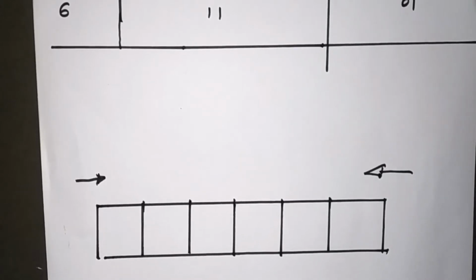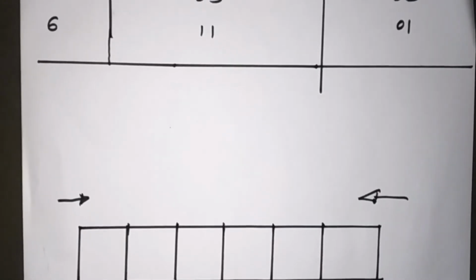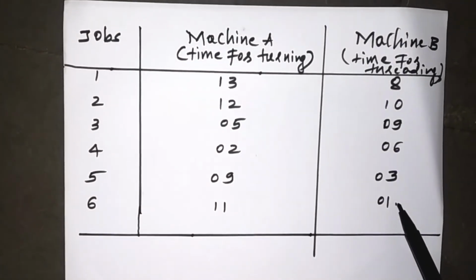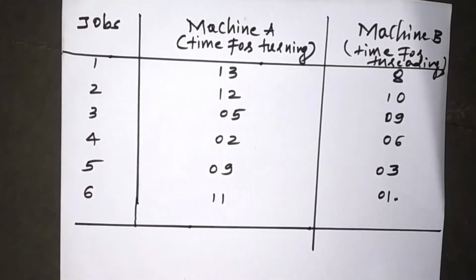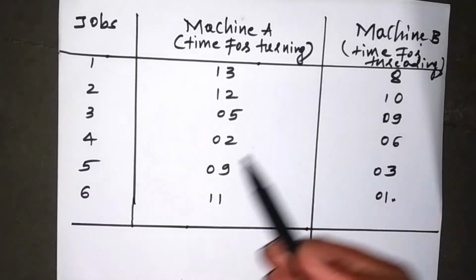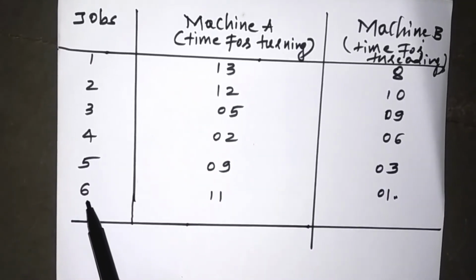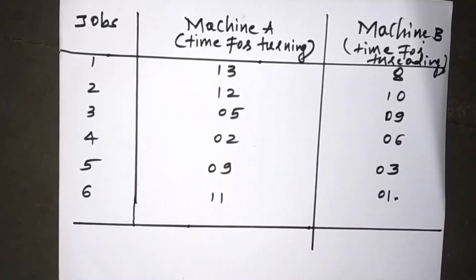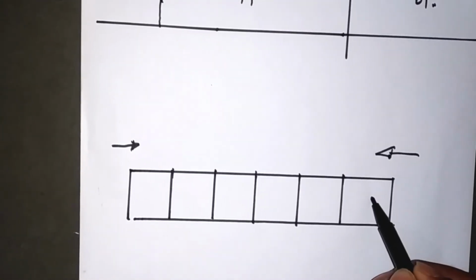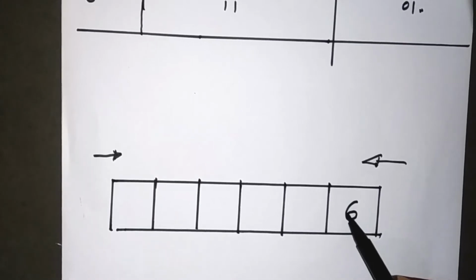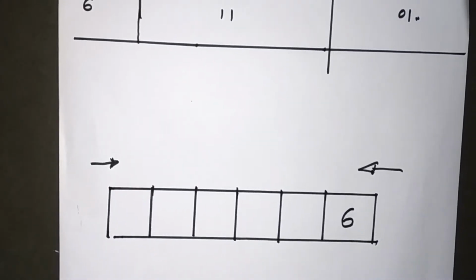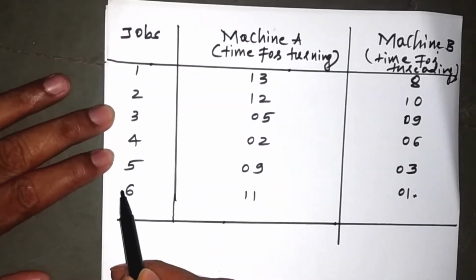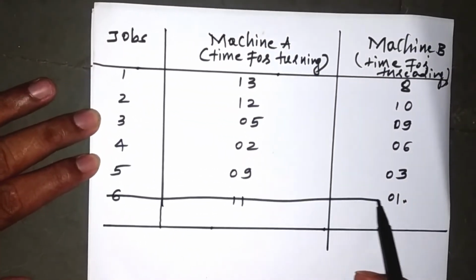Now we first see the minimum number, and the minimum number I got from this table is 1. This 1 is present on machine B, and it is for the 6th job. So I have to sequence the 6th job from the machine B side. So I'll sequence the 6th job here. Once I sequence the 6th job, I'll delete it from my sequencing part. Once you sequence it, you delete it.